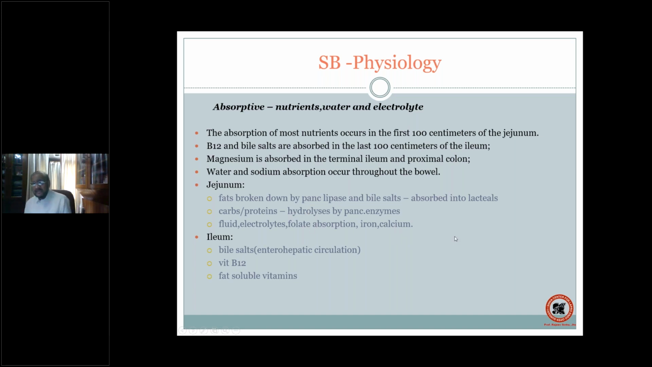But this has got a bearing when you go in for the jejunal resection. If you have a jejunal resection, you can be sure that you may have to supplement iron to this patient. You have to supplement calcium to this patient. That's why this knowledge is important.